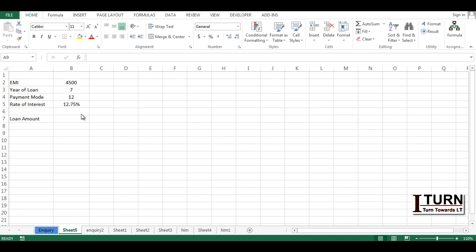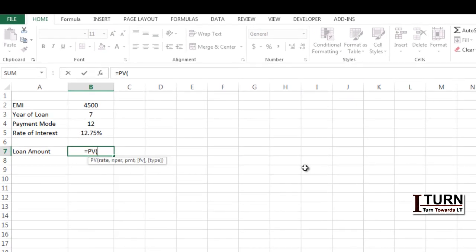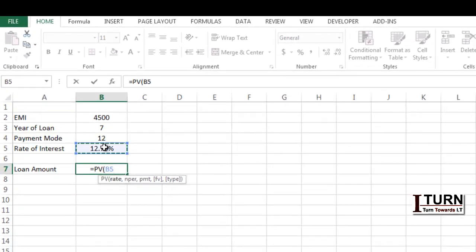So for this you can apply a PV function. So here I'm going to apply PV. Now in PV the first parameter is rate. This means rate of interest. Now we are going to calculate this on a monthly basis. So for this you will have to take this rate of interest and divide it by payment mode, that is monthly. Then comes the next parameter, which is Nper. Nper means how many payments you are going to make. So in order to calculate this, take the years of loan multiplied by payment mode. So this many payments you are going to make on a monthly basis.